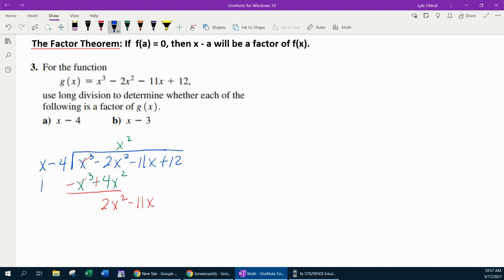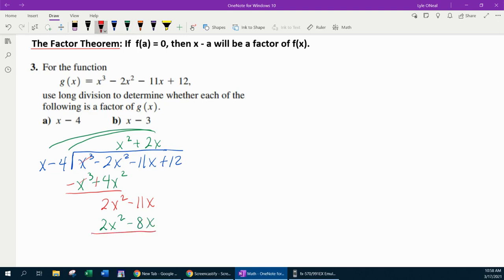So that means now you're going to ask yourself, what would I multiply x by now to make this term? And that's going to be 2x. So the next term of our quotient is positive 2x, and then we need to distribute. You can see there's a lot of repetition here in long division. Distributing, 2x times x gives us 2x squared. 2x times negative 4 is negative 8x.